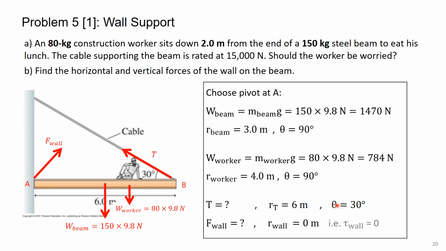And the angle for this force, for the tension, is not going to be 90 degrees, it's going to be 30 degrees. Because you can see that the tension is acting this way, and the beam is horizontal. So the angle between the beam and the arrow is 30 degrees. And the force of the wall, we don't know what it is, but we know that the R value of the wall must be 0 because the pivot is exactly at point A where the force is applied. So the torque of the wall is going to be 0.